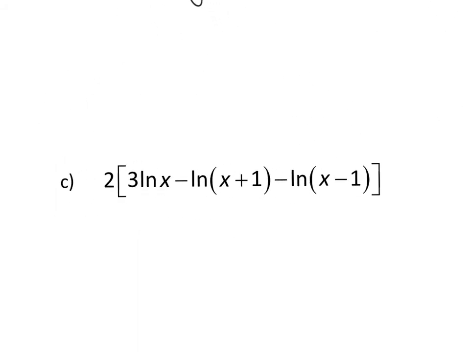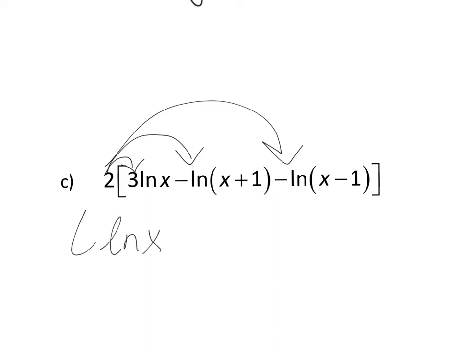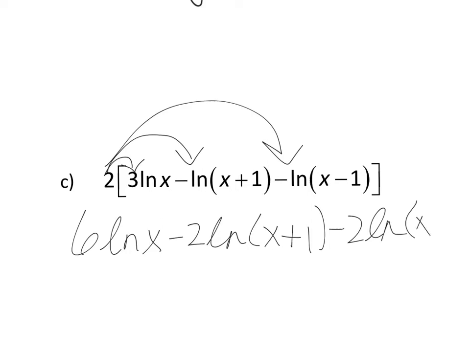Okay, here a little more challenging. We can take this one step at a time. So if I distribute the 2 into both, natural log is just like a variable. So if I distribute in the 2, it just goes in front of that variable. So when I do 2 times 3, that'll give us natural log 6. 6 natural log x minus 2 natural log x plus 1 minus 2 natural log x minus 1.